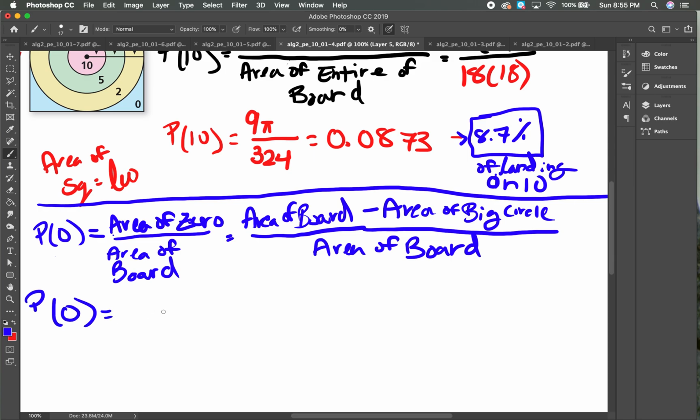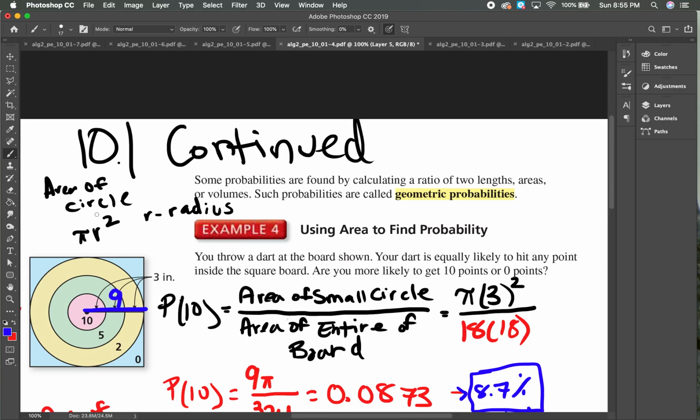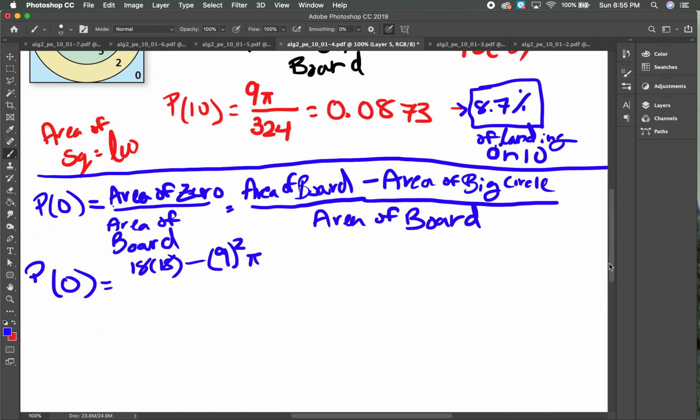So we've got the probability of this. The area of the board we already talked about is 18 times 18. Now the area of the big circle is this entire thing, which still has a radius of 9. So we're going to do 9 squared times pi, because that's the pi r squared bit right there. This is the area of the entire board, this is the area of the big circle, and this is all over the area of the board.